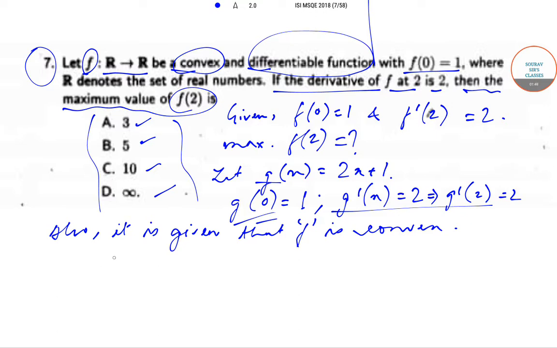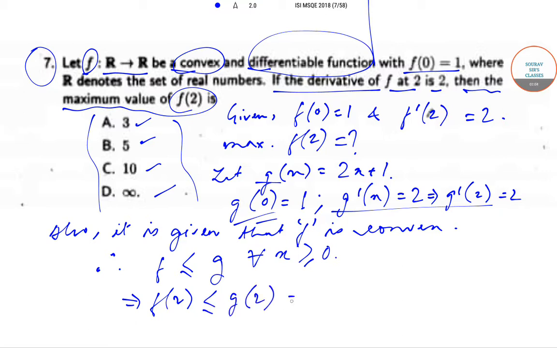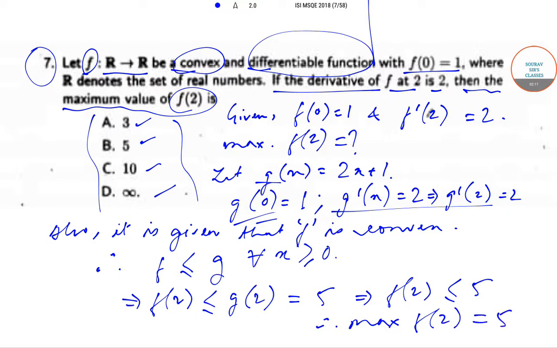So therefore f(x) is less than equal to g(x) for all x greater than equal to 0. So definitely we can now write that f(2) will be less than equal to g(2). Now g(2) is 2 into 2, 4 plus 1, that is equal to 5. So we can see that f(2) is always less than equal to 5. Therefore the maximum value of f(2) is equal to 5, which is the option B.